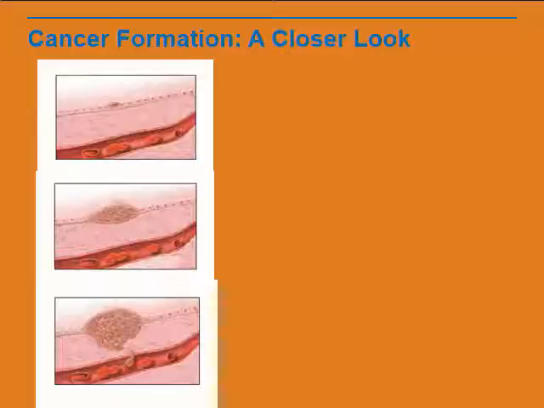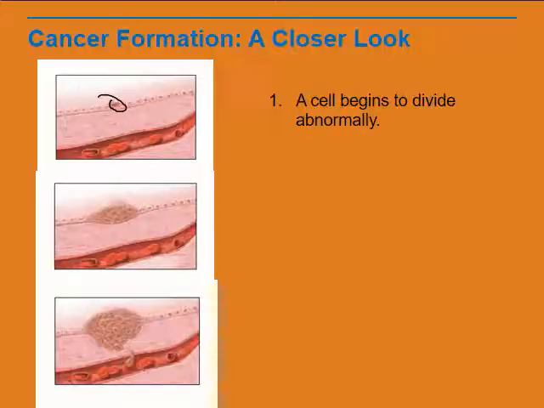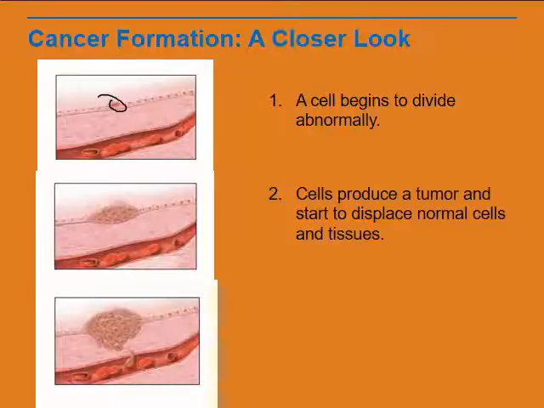All right, let's take a closer look at a cancer cell. One, a cell begins to divide abnormally. So we see this normal, boom. This is not looking good. And so we start to see it take over, or pretty much encroach on the space and the resources of the other cells.